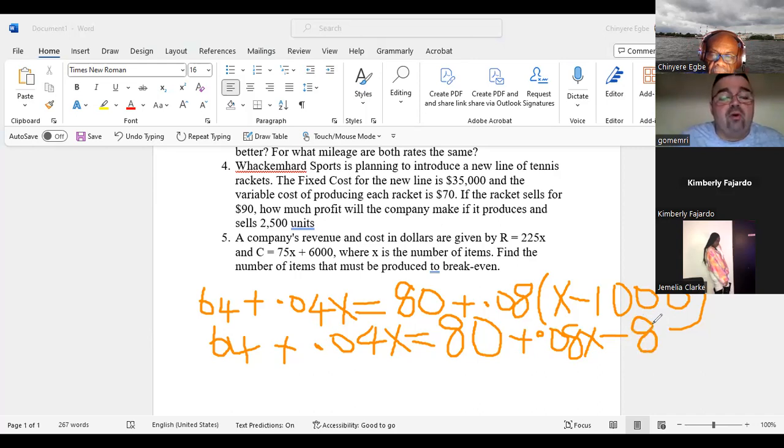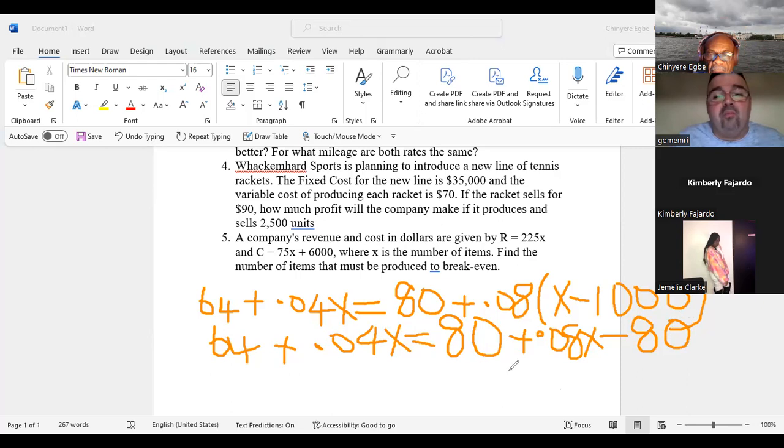You said 0.08 minus 1,000? Times 1,000, because you have this bracket here. You have to multiply 0.08 times x, then 0.08 times 1,000. You say minus 1,000 here. So 0.08 times minus 1,000 is minus 80. Yes. So this is very easy. 80 minus 80 is what? 0.